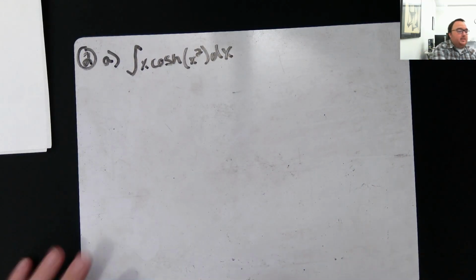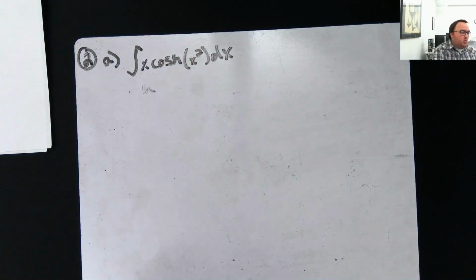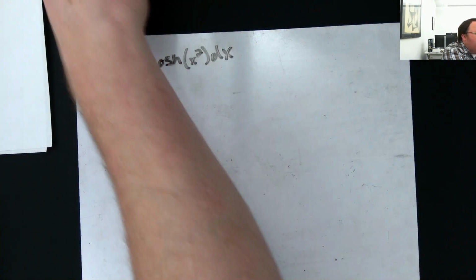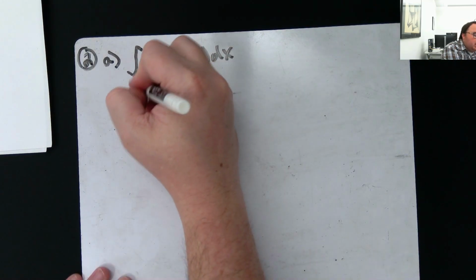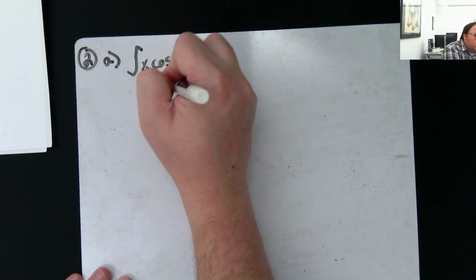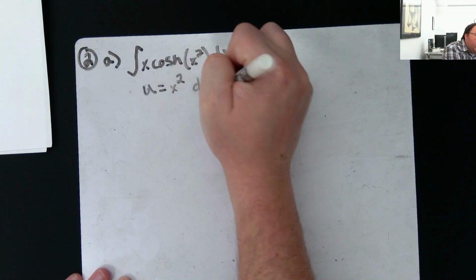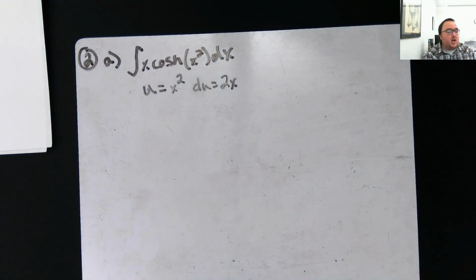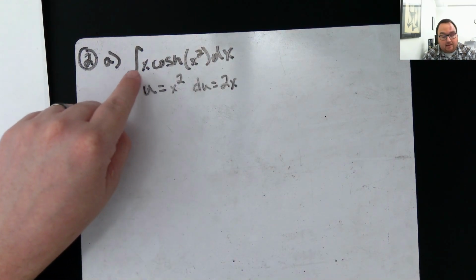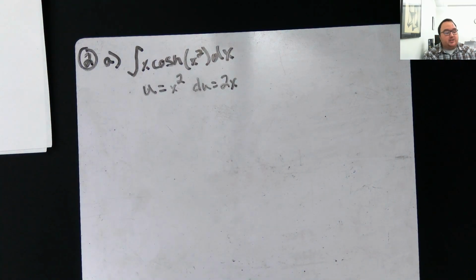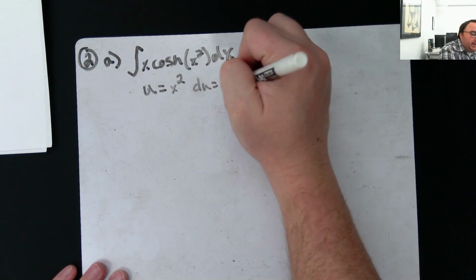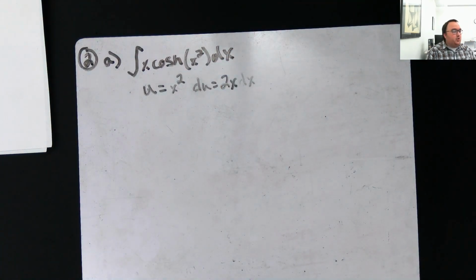So it would be really nice if I could let u be equal to x squared and the derivative be there. So u equals x squared. In order for that to work, du would have to be 2x, which is fine because I already have the x here. I just need a 2. I forgot the dx right here. I just need a 2.